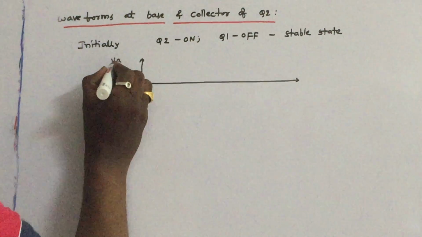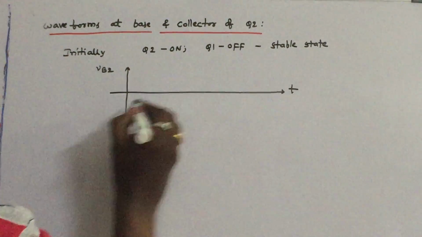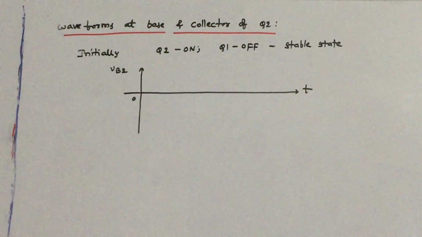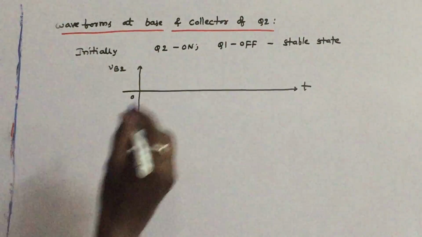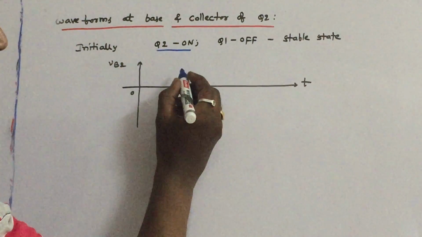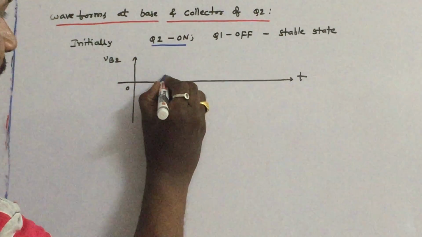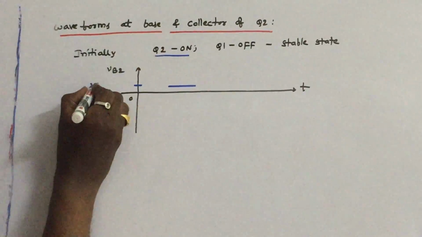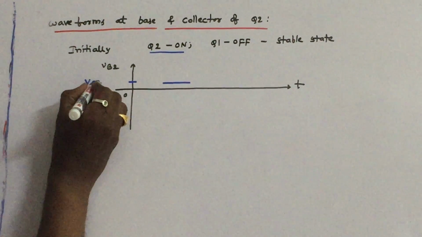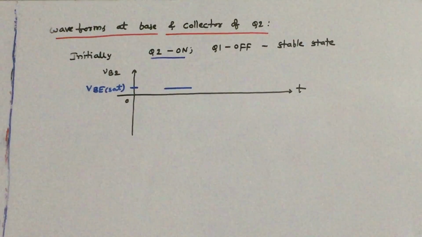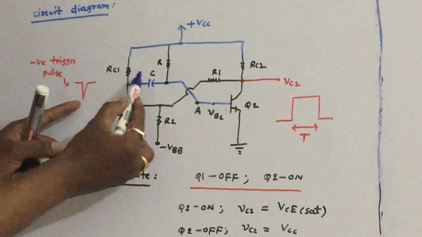VB2 versus T. So this is 0. Initially, when the transistor Q2 is in on condition, what is the base to emitter voltage of VB2? VBE saturation, as we know. Since Q2 is in on condition, VBE is VBE saturation.